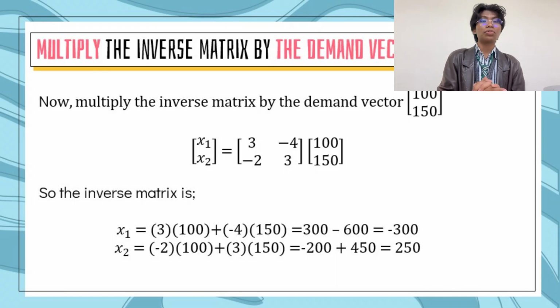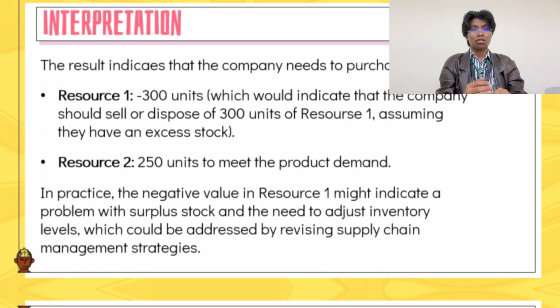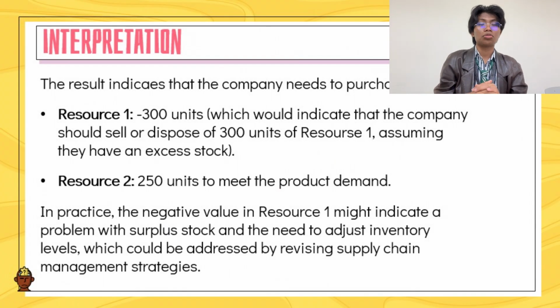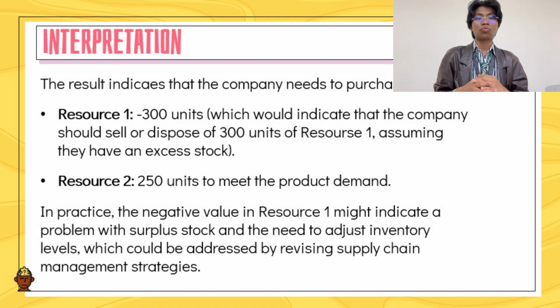So x1 equals 3 times 100 plus negative 4 times 150, and x2 equals negative 2 times 100 plus 3 times 150. The result indicates that the company needs to purchase resource 1 of negative 300 units, which indicates that the company should sell or dispose of 300 units of resource 1, assuming they have excess stock, and resource 2 will be 250 units to meet the product demand. In practice, the negative value in resource 1 might indicate a problem with surplus stock and the need to adjust inventory levels, which could be addressed by revising supply chain management strategy.